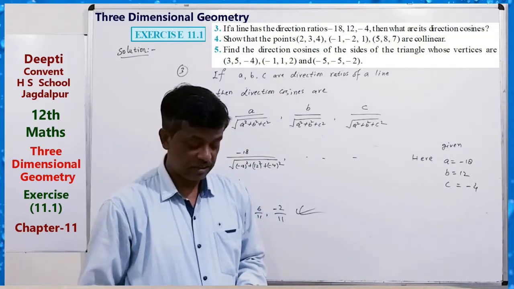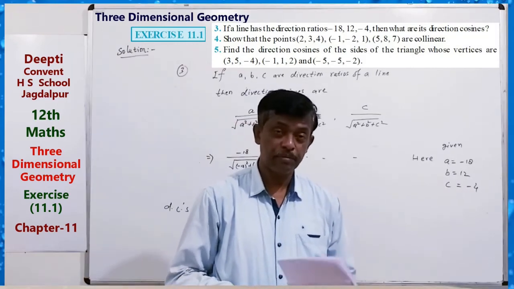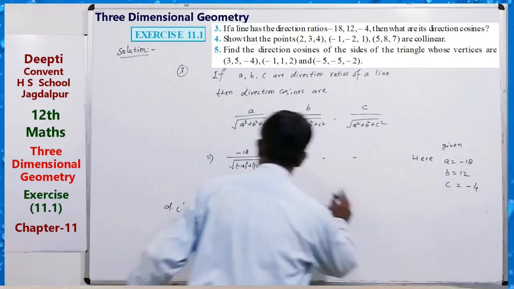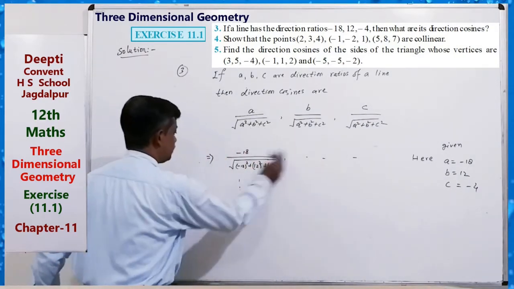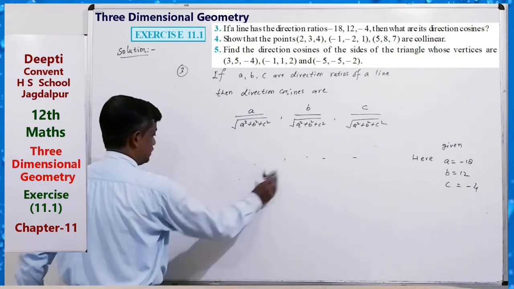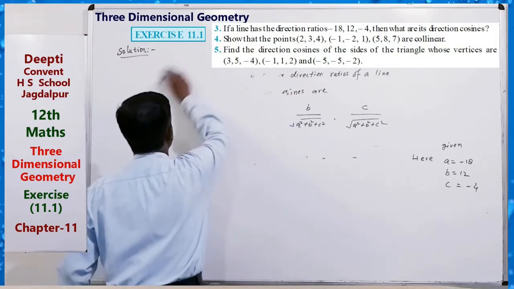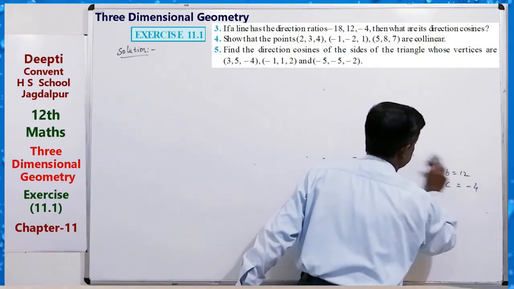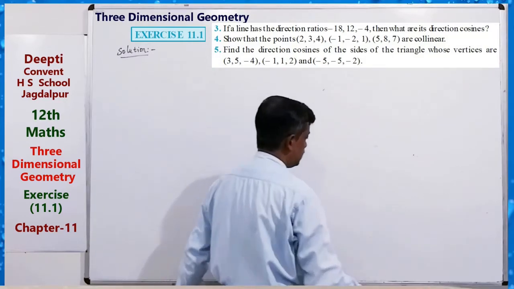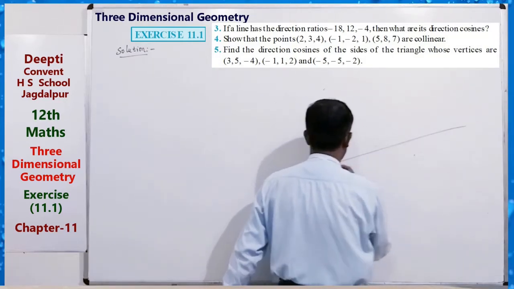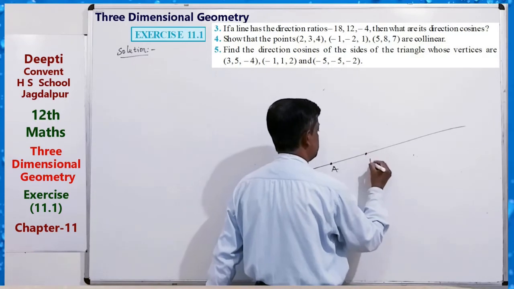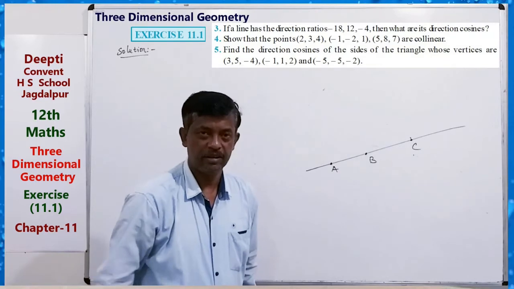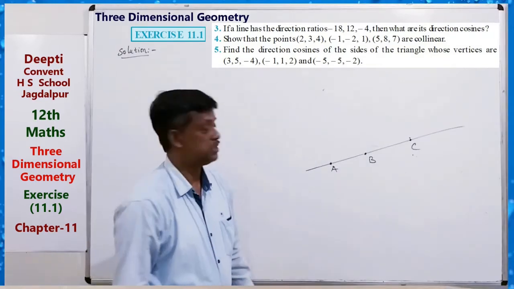Proportional. Collinear means, suppose three points are collinear, what does that mean? Like this. Suppose this is point A, this is point B, this is point C. It means these three points lie on a line. These are collinear. How can we prove this?